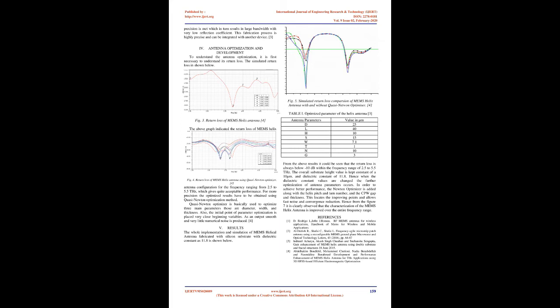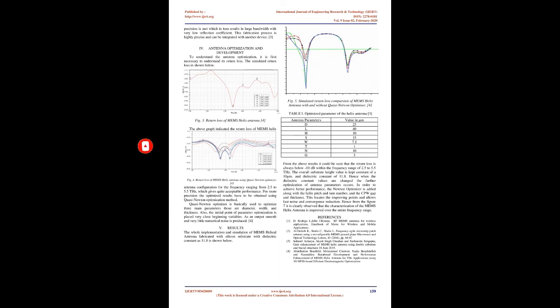In the above 3D configuration of a coplanar waveguide, CPW, a single substrate of crystal silicon is fabricated employing micromachining. Where W is the width of the substrate, L is the length of the substrate, T is its thickness, and H is the height of the substrate. Here the high level of antenna precision is met, which in turn results in large bandwidth with very low reflection coefficient. This fabrication process is highly precise and can be integrated with another device.